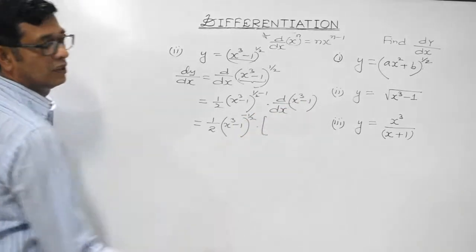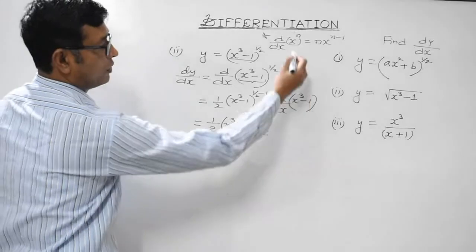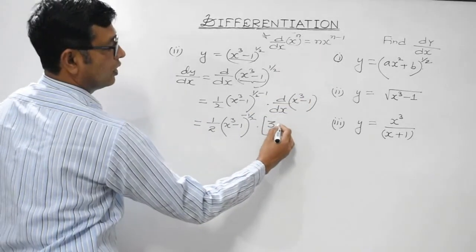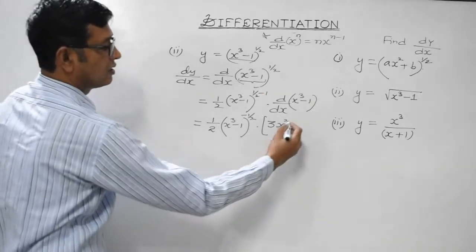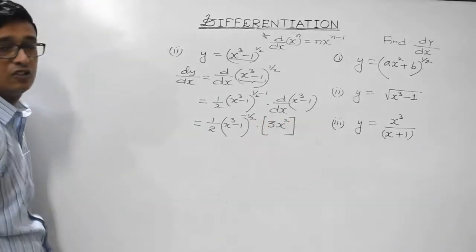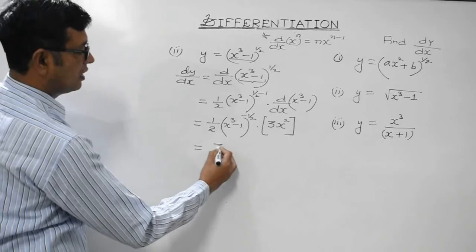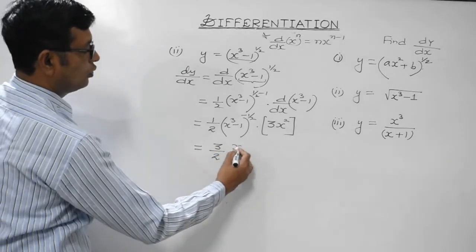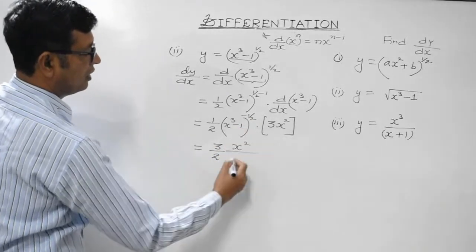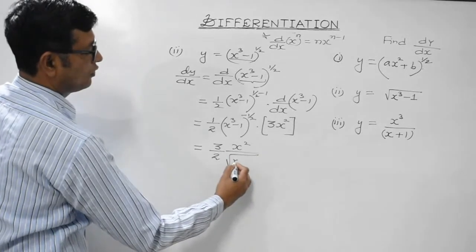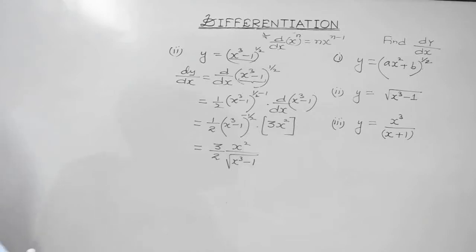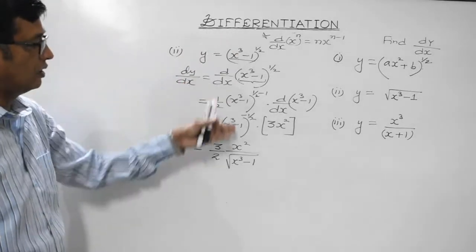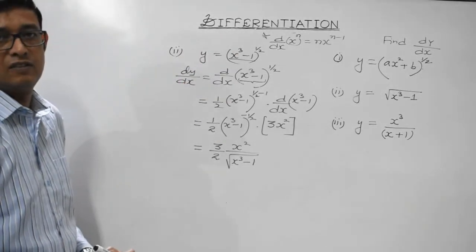Differentiation of this term: differentiation of x cube, using this formula, we will get 3x square. Minus differentiation of 1; 1 being constant, its differentiation is 0. So we will be left with only 3x square. So it can be written as 3 by 2 x square divided by square root of x cube minus 1. So that is how the differentiation is done.